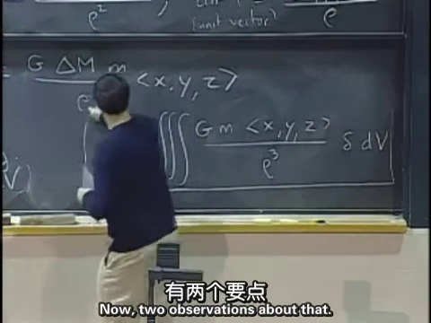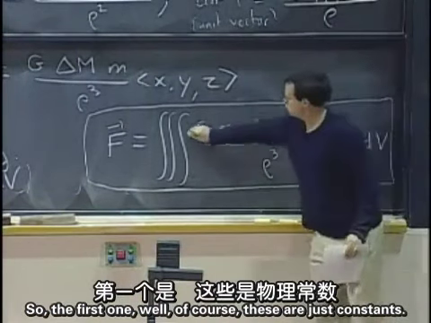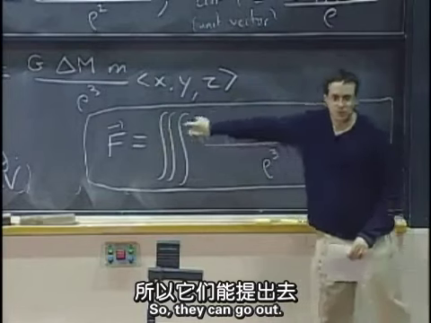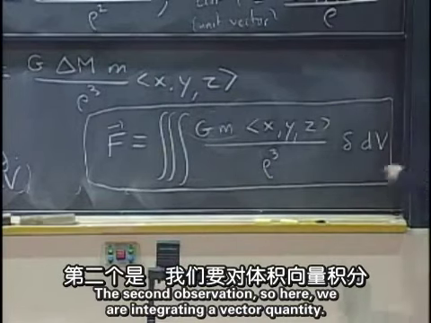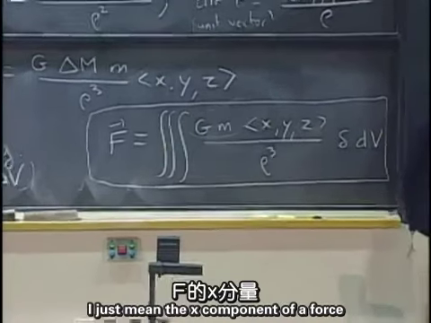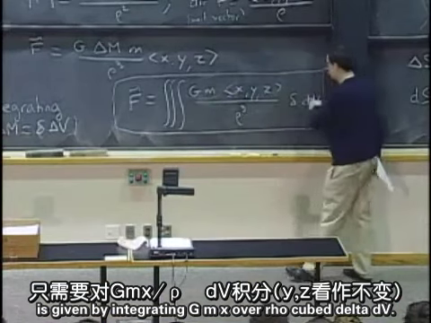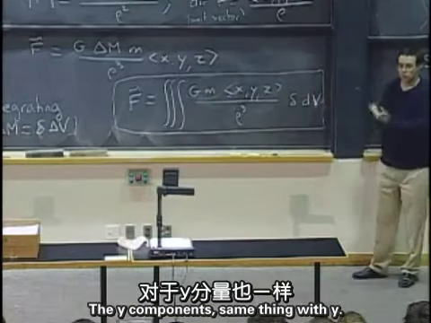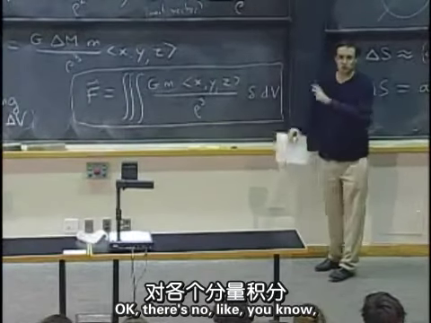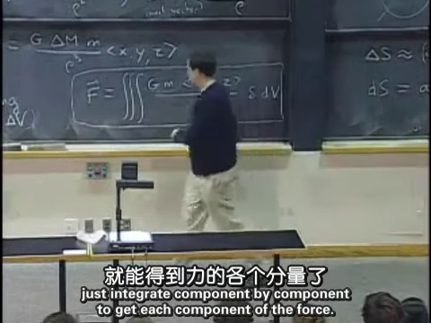Now, 2 observations about that. So the first one, of course, these are just constants, so they can go out. The second observation, here we are integrating a vector quantity. So what does that mean? I just mean the x component of the force is given by integrating g m x over rho cubed delta dv. The y component, same thing with y. The z component, same thing with z. Just integrate component by component to get each component of the force.